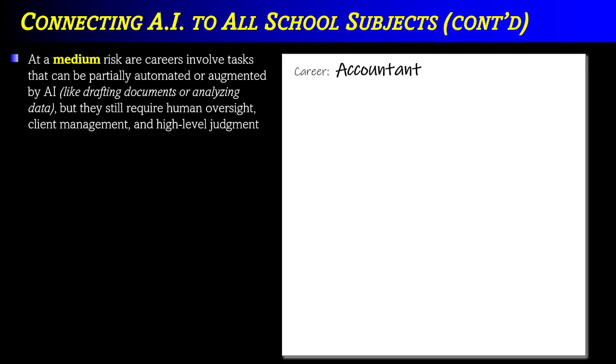We could take another job, like the accountant. This is more of a medium risk because it involves tasks that can be partially automated or augmented by AI, like the drafting of documents, the analyzing of data. They still require that human oversight. They still require client management and high-level judgment.